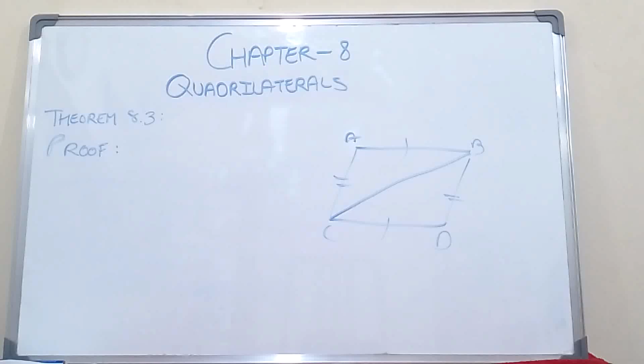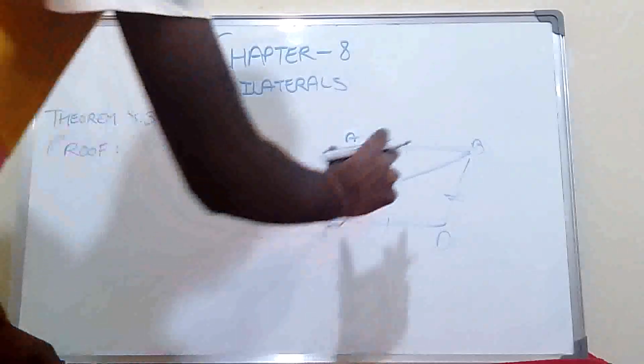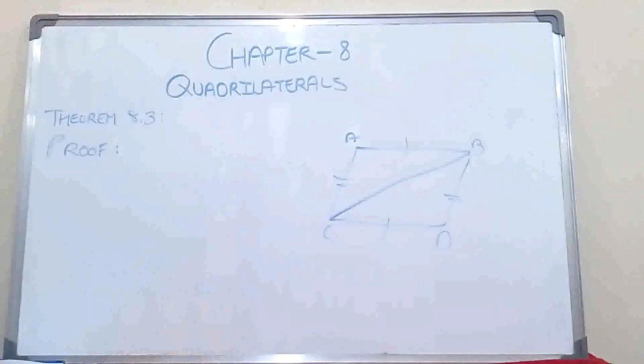Now let's go to theorem 8.3. Theorem 8.3 is a converse of the previous theorem. According to this theorem, if the opposite sides of a quadrilateral are equal, then it is a parallelogram. Here we have the same diagram again, but we already have the details that AB is equal to CD and AC is equal to BD. Using these details, we will try to show that ABCD is a parallelogram.